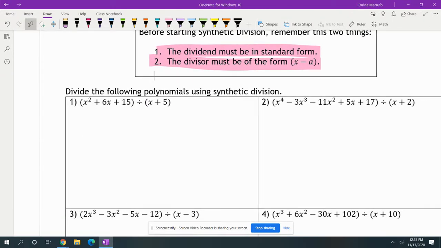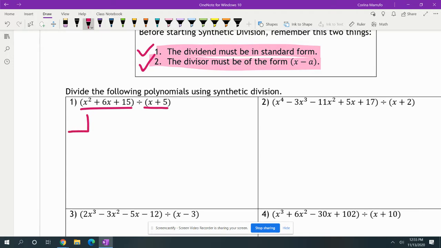So we check this. This is in standard form, so it passes the first one, okay? It goes 2x squared, and then 6x, and then the 15. And then you check the next one. Do we have x plus a number or x minus a number? And we do. We have x plus 5, so we're good to go. Okay, so this is the way you're going to set it up.